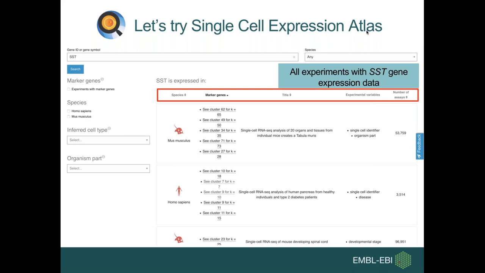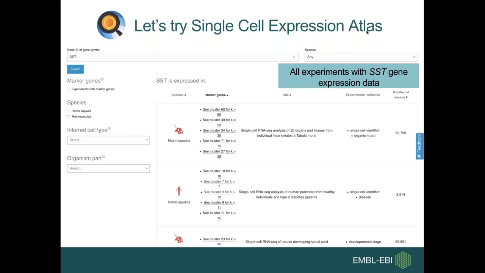In this list, you can see that there are a number of columns in the results table: species, marker gene, the experiment title, experimental variable, and number of assays, and you can use all of these to order and filter the results. By default, the experiments where your gene of interest, SST in this case, has been identified as a cluster marker will be displayed first.